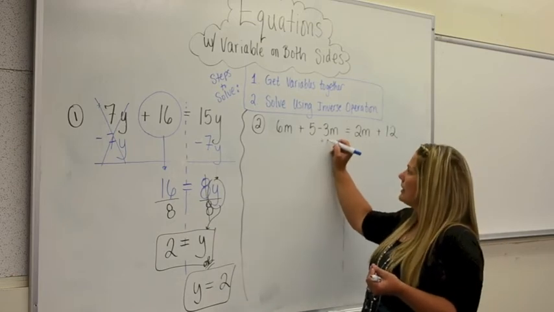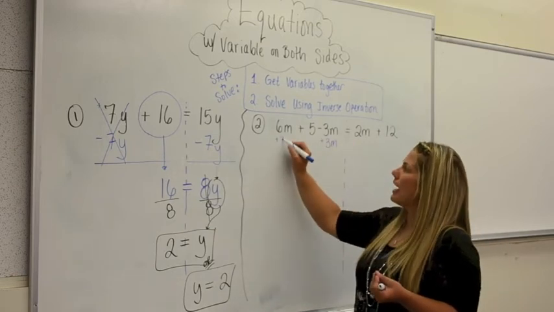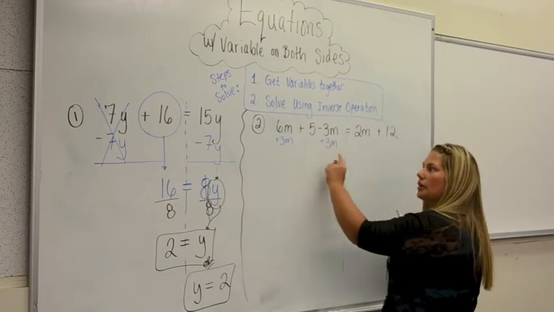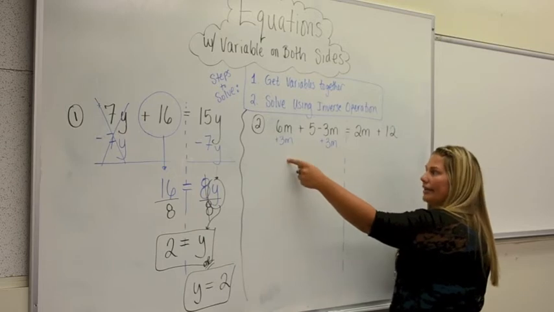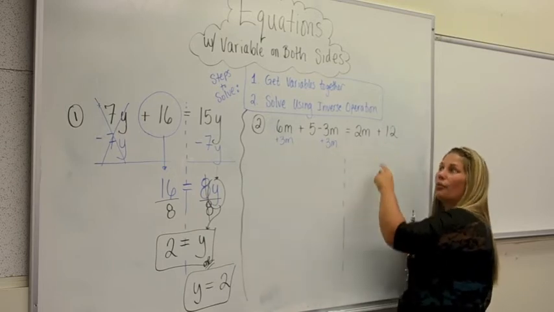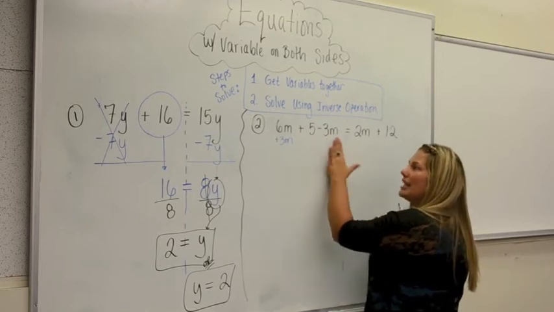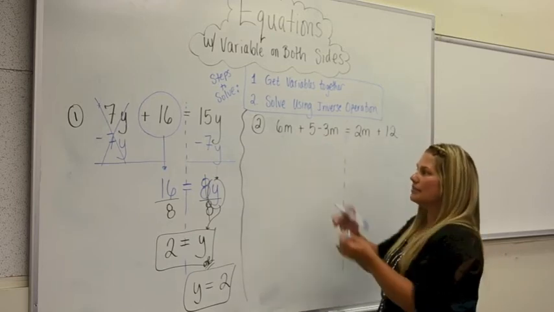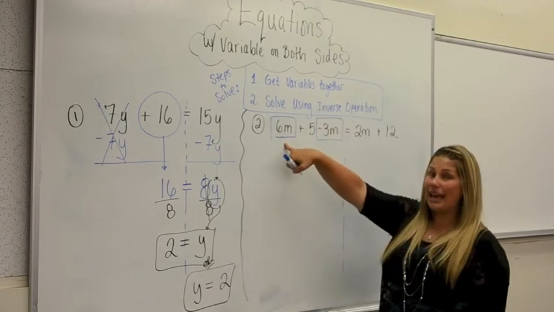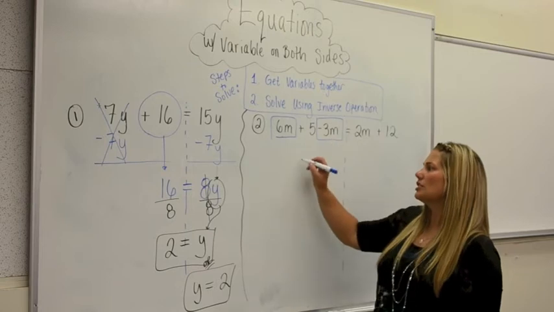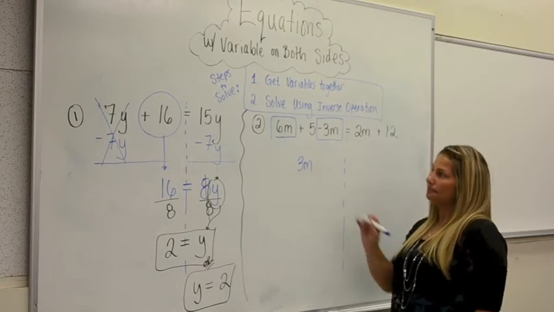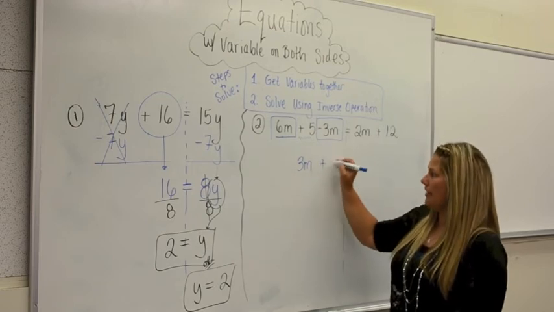So the biggest mistake I see people do is they add 3m's like this. The problem is, those are both on the left side. Remember, if you do something to the left side, you have to do it to the right side. So we don't do the inverse operation. When they're already on the same side, we can just combine them. So 6m's minus 3m's really just means I have 3m's on the left side. But don't forget, you still have that plus 5.